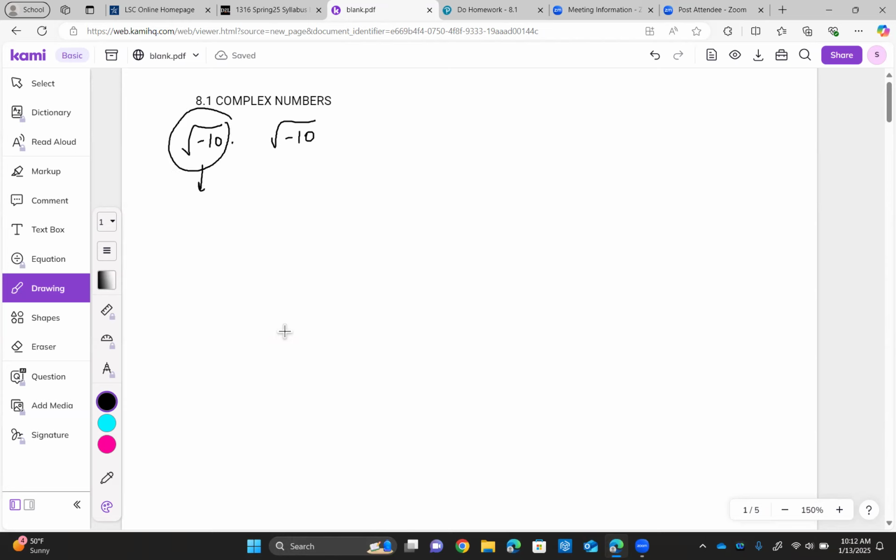A negative inside a radical means an i outside. And for 10, there's nothing I can simplify. 10 is 2 times 5. None of the numbers repeat themselves, so 10 is going to stay inside the radical as it is.